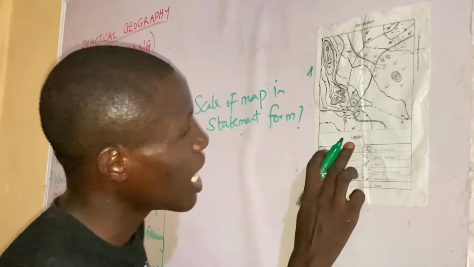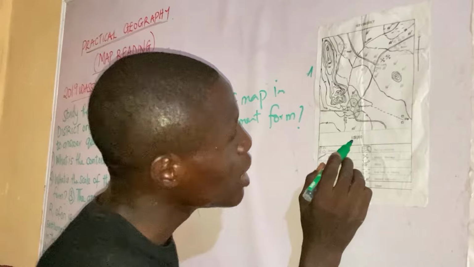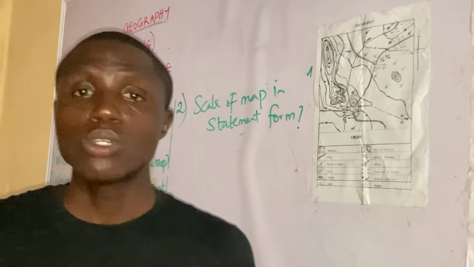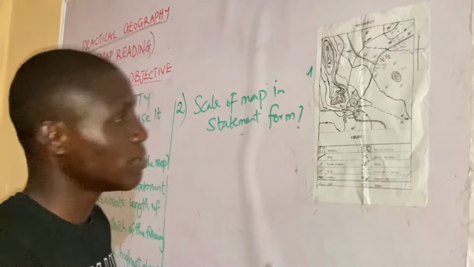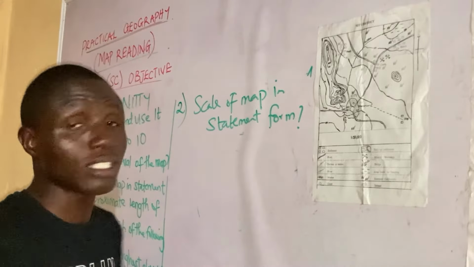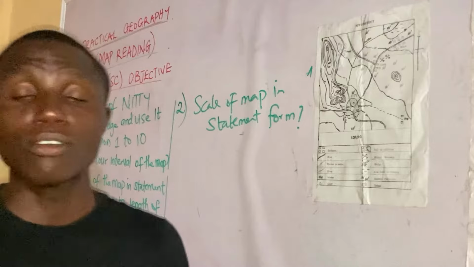Now, when we check this very well, this is 1:50,000. So this is a representative scale. You are given 1:50,000. This is a representative fraction.